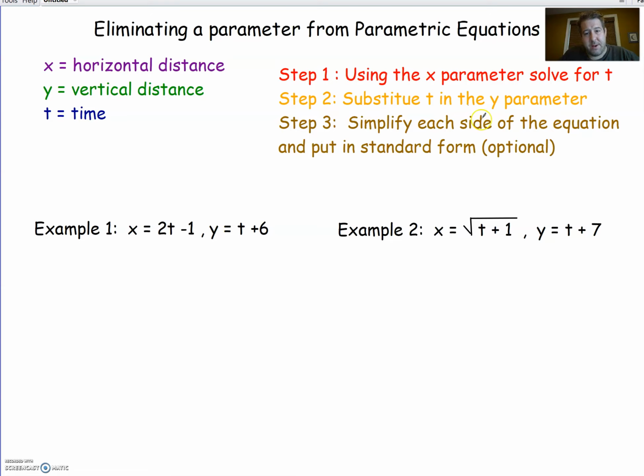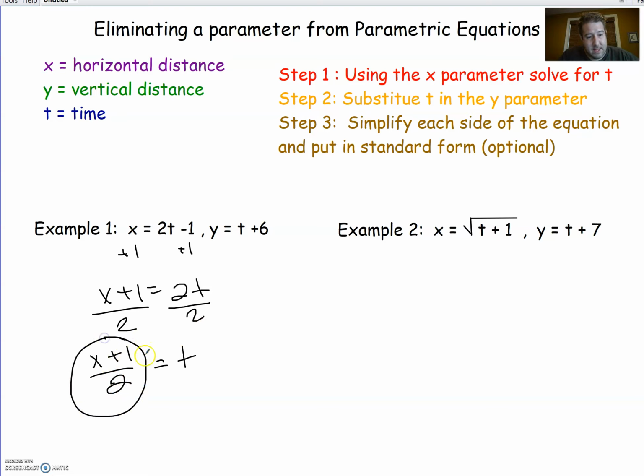Now, I've written steps step by step right here. Using the x parameter, you're going to solve for t. So if I'm going to solve for t, I would add 1 to both sides. That gives me x plus 1 equals 2t. And if I'm solving for t, I'm going to divide both sides by 2, so that t equals x plus 1 over 2. Now, I'm going to take this, and I'm going to substitute it right there and solve.